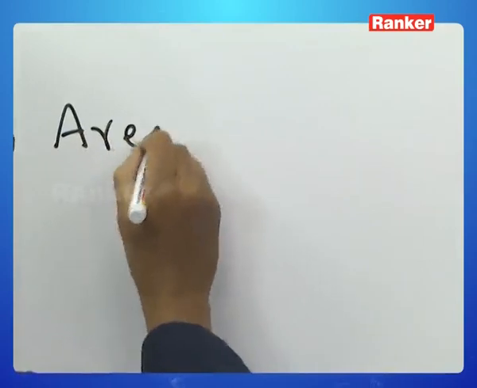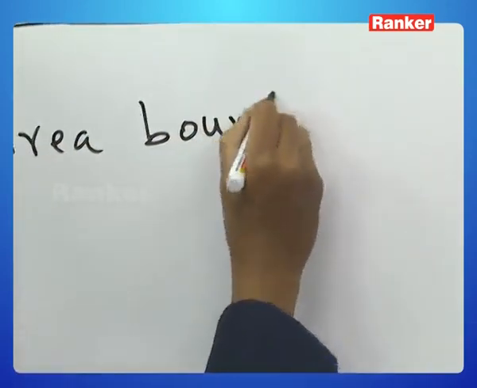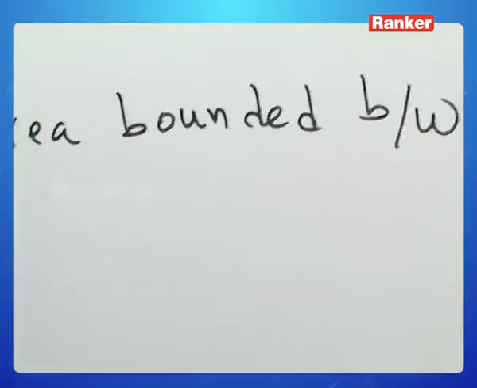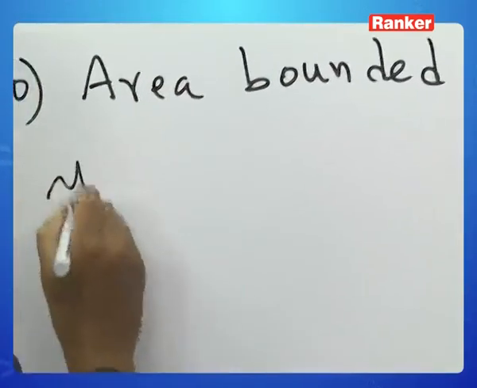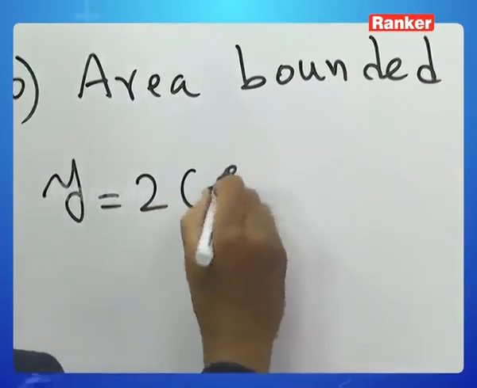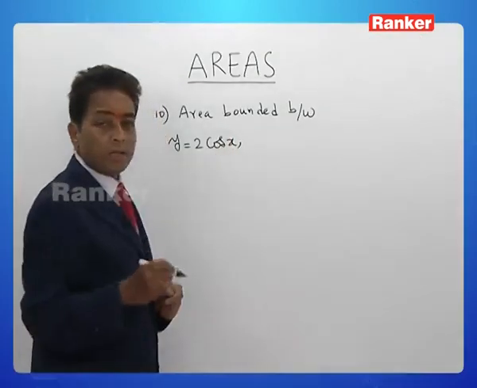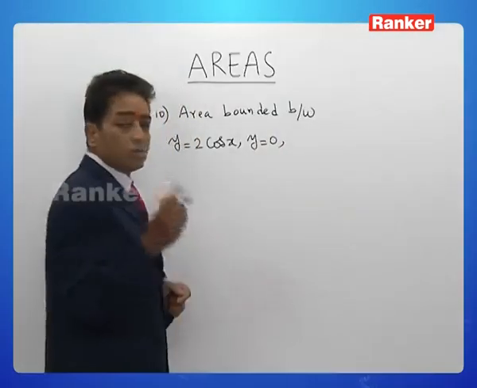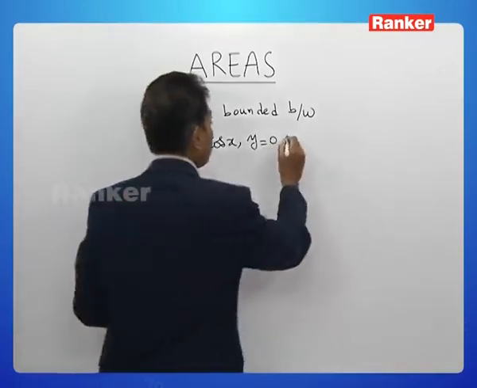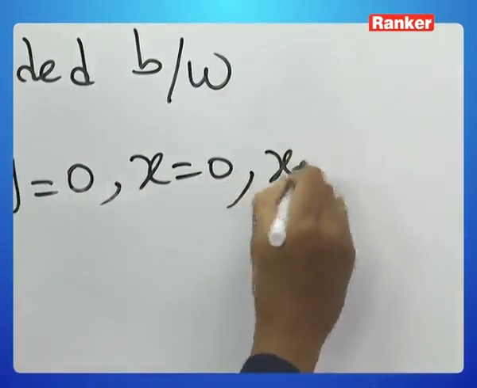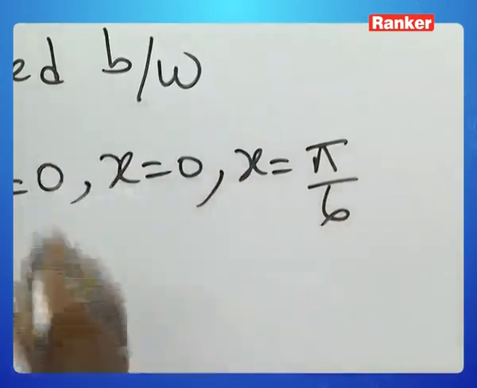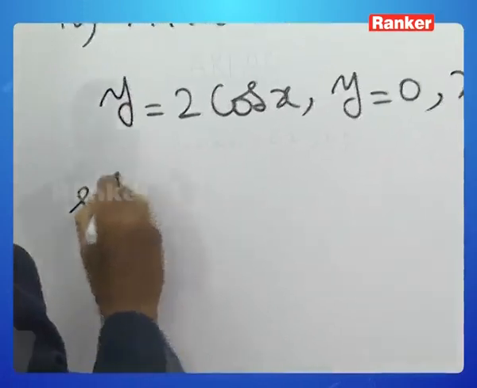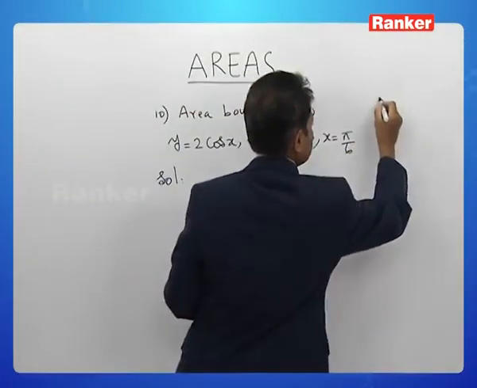Area bounded between y is equal to 2 cos x, right, and y is equal to 0, x axis. 2 vertical lines given, x is equal to 0 and also pi by 6. Now, let us trace this curve. So, solution diagram.